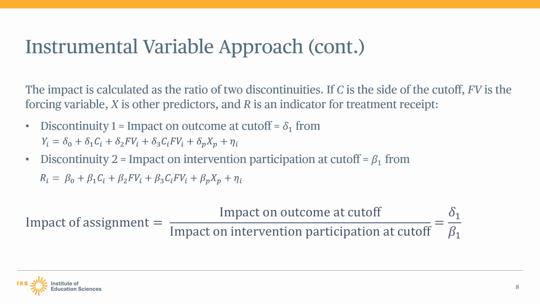The second discontinuity is the impact on intervention participation at the cutoff, which is beta 1 from the second regression equation. Then we divide the first discontinuity, the impact on the outcome at the cutoff, by the second discontinuity, the impact on intervention participation at the cutoff. And just to highlight again the difference between fuzzy and sharp RDDs, the difference in intervention participation at the cutoff is 1 in a sharp RDD, and that is the denominator in this ratio. The causal effect for a sharp RDD is simply the difference in the outcome at the cutoff, as was described in earlier modules in this training series.